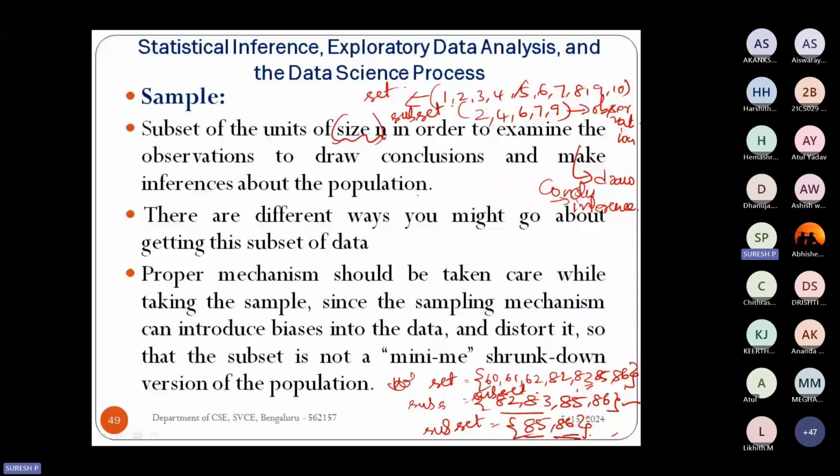So what are the different mechanisms you have to take? When you are doing the sampling, the sampling mechanism can introduce biases into the data, and whatever biases it introduces, it can distort the data, so that the subset is not the miniature, shrunk-down version of the population due to the biasing.